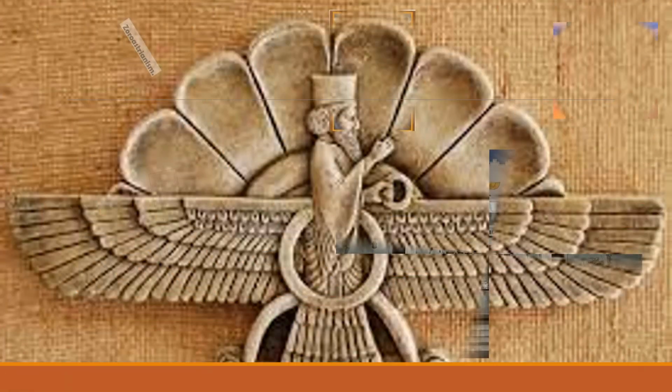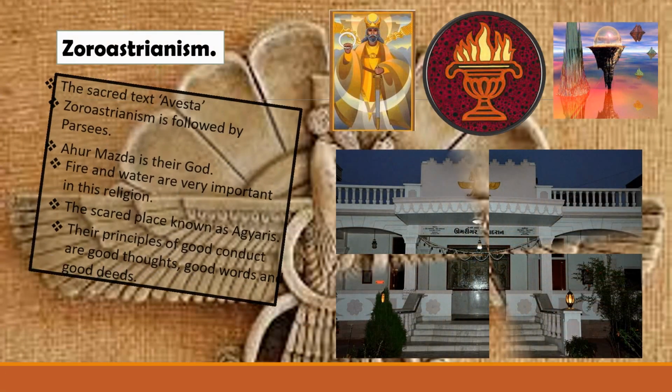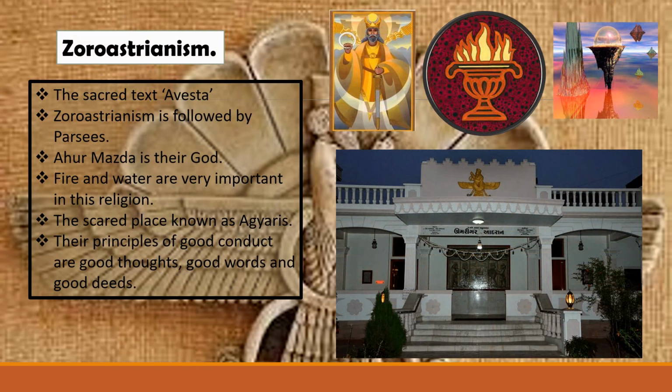Now let's learn about Zoroastrianism. Since ancient time, the Zoroastrian people and Vedic people have shared ties. The sacred text of the Parsis or Zoroastrian people is the Avesta. The language of the Rig Veda and Avesta is similar.